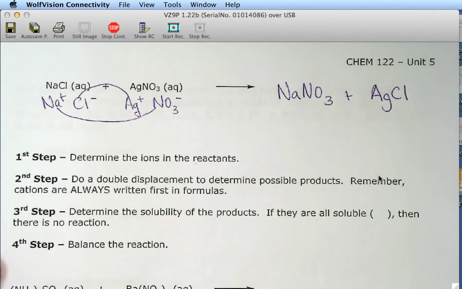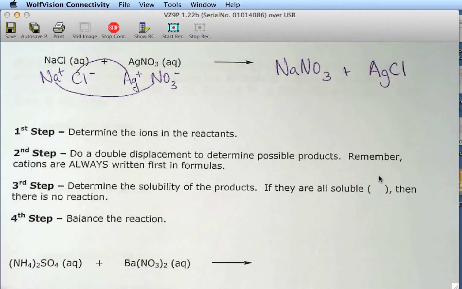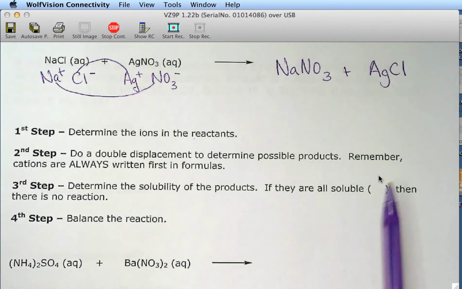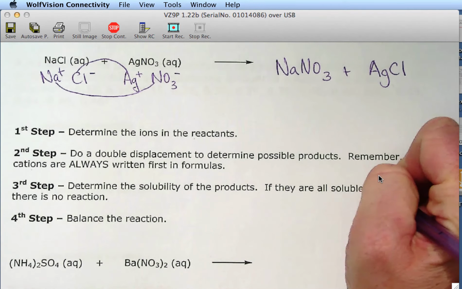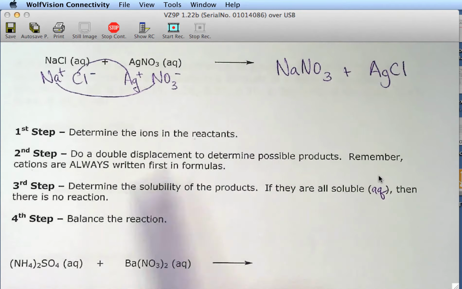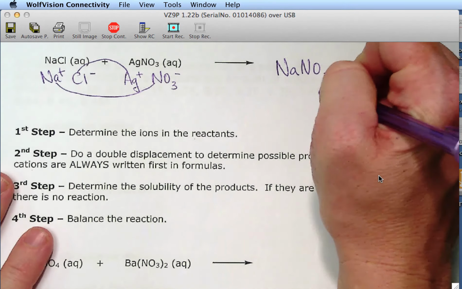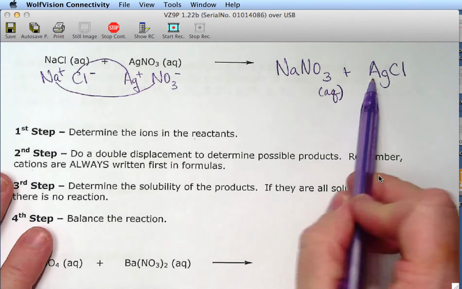The third step when doing these reactions is to determine the solubility of the products. If they are all soluble, remember soluble gets AQ, then there's no reaction. All right, so what do you know about sodium nitrate? That would be AQ, soluble. What do you know about silver chloride? Non-soluble. So what symbol does it get next to it? S. So good.